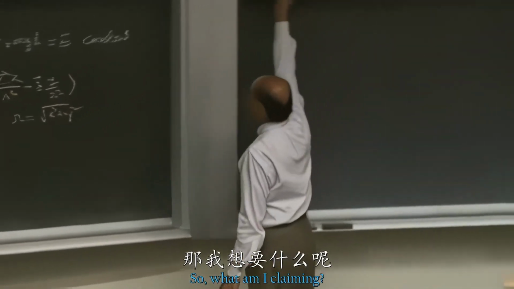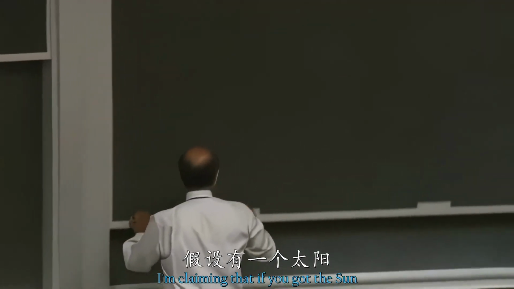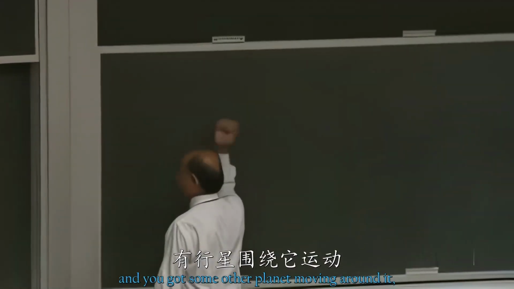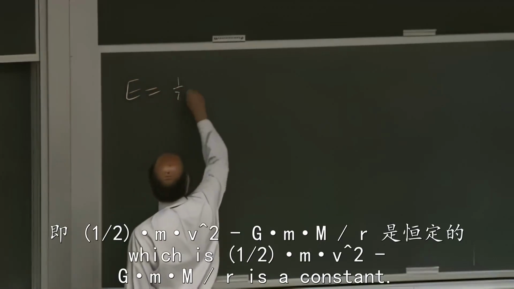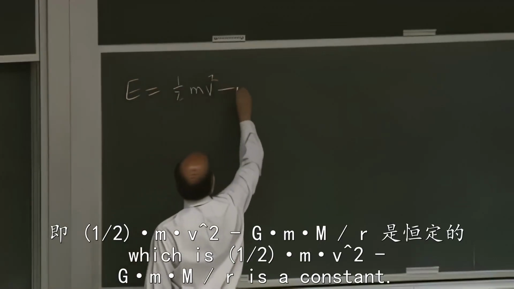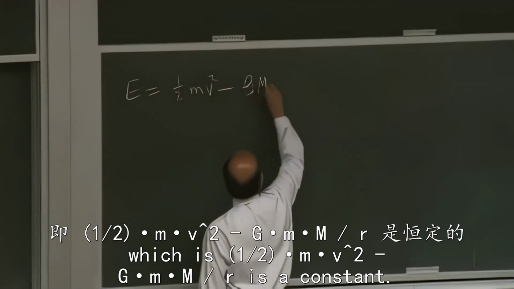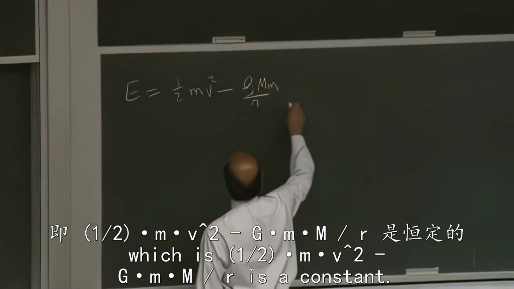So what am I claiming? I'm claiming that if you have the sun and some other planet moving around it, the following quantity will not change: 1/2 mv squared minus G M m over r is a constant.